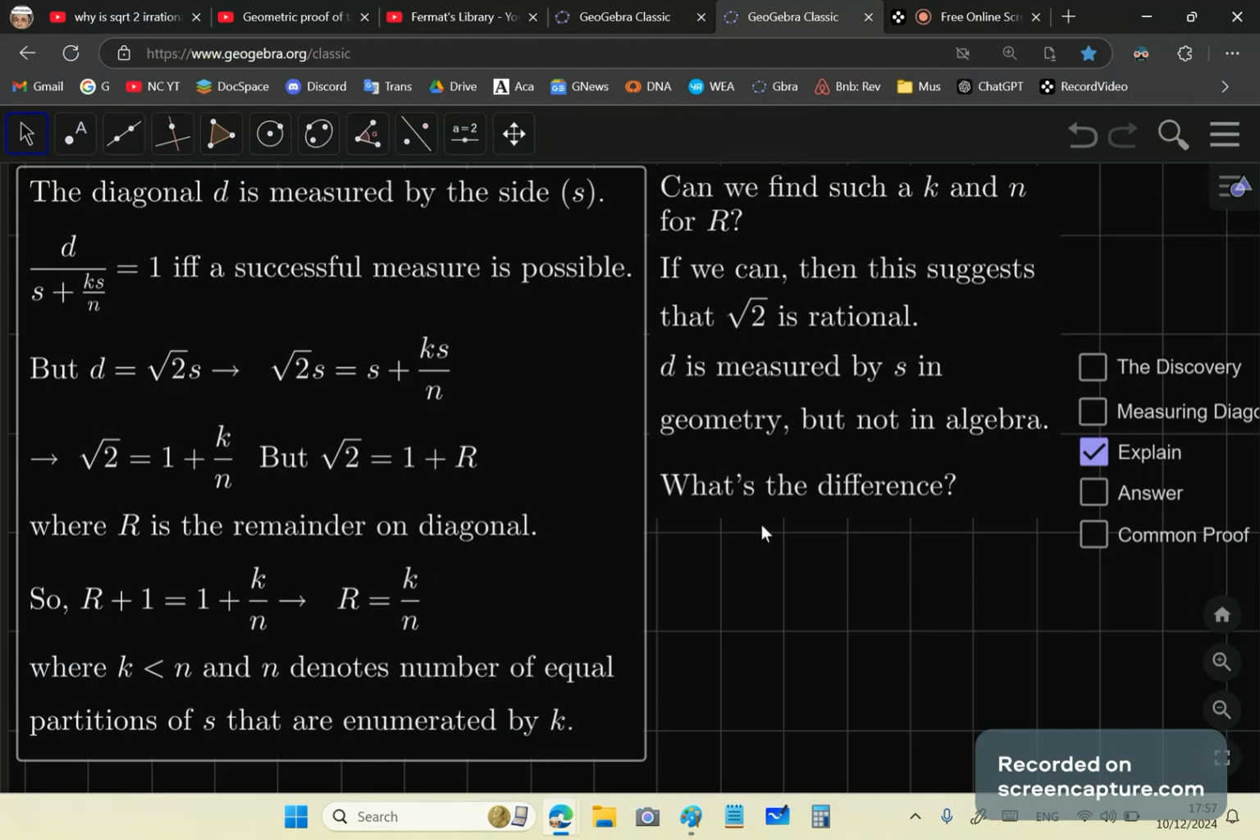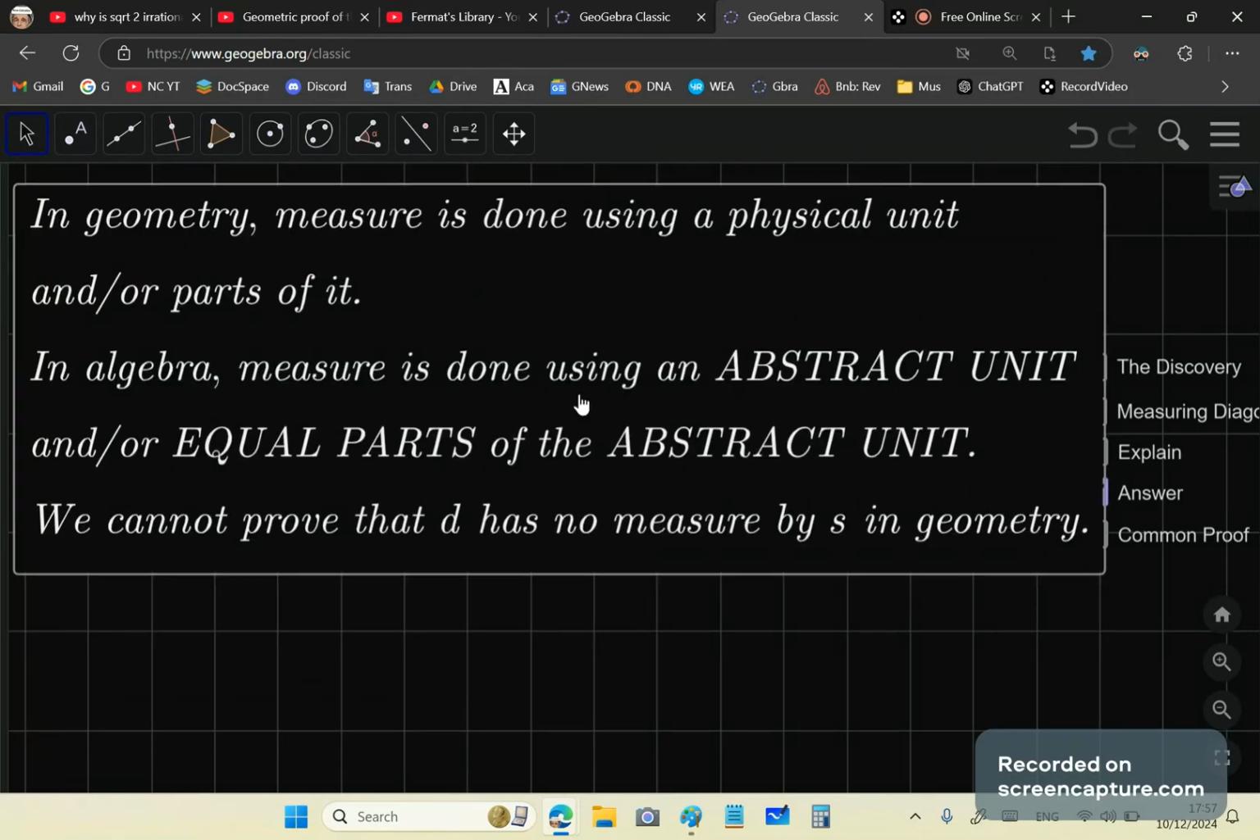So what's the difference? Think about that for a minute, stop the video, and then continue, and I'll tell you the difference. Here's the answer. In geometry, measure is done using a physical unit and or parts of it, okay? And in algebra, the measure is done using an abstract unit and or equal parts of the abstract unit. Now, in geometry, they don't have to be equal parts, but in algebra, they do, because you need to enumerate them, right? That's the reason you have that. So we cannot prove that D has no measure by S in geometry, because it does.